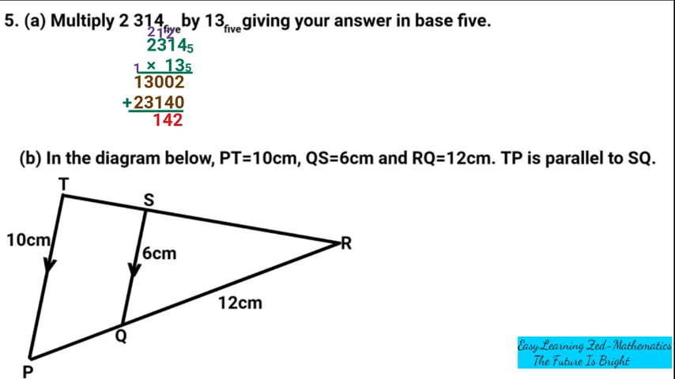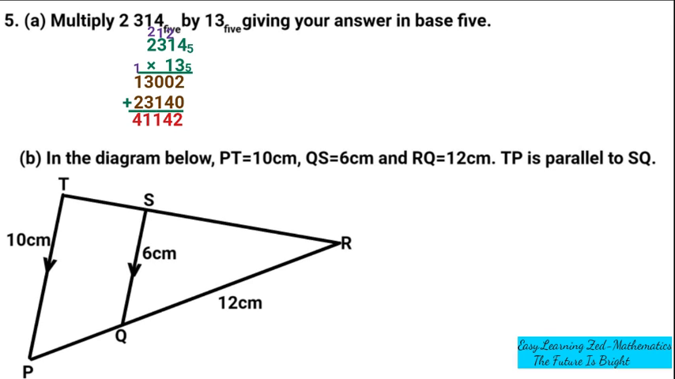Then 1 plus 1 is 2, and 2 plus 2 gives us 4. Then there I'll write 4. I'm not going to forget the base number. It is in base 5, so I'm going to write a small 5 there. So multiplying 2314 in base 5 by 13 in base 5 will give us 41142 base 5.